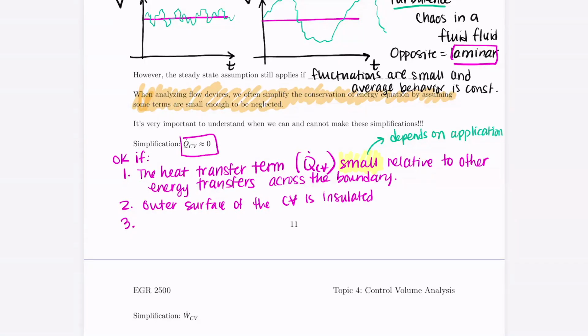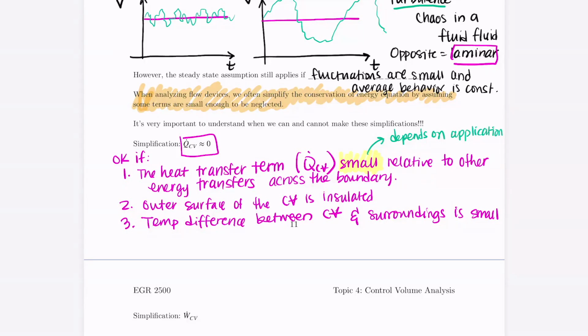All right. The third one is that the temperature difference between the control volume and its surroundings is small. And the reason why we can use that argument to say that Q dot is effectively zero is because heat transfer is always driven by a difference in temperature, right? So we don't have heat flowing when there's not a temperature difference. So if the temperature between your control volume that you're trying to analyze and the surroundings is very close, then that amount of heat transfer will be minimal. It might still exist, but it should be small.